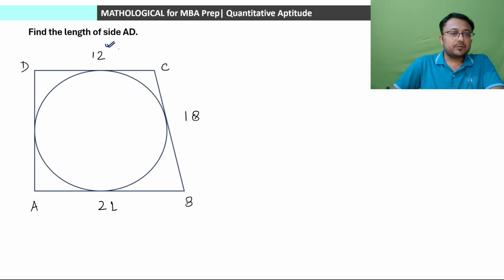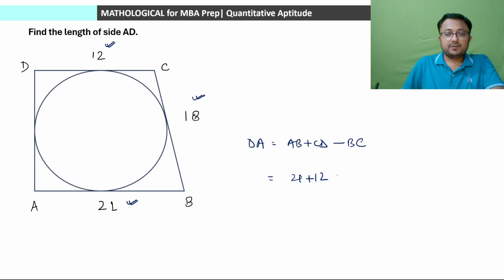So DC is equal to 12, AB is equal to 21, CB is 18, so DA will be equal to AB plus CD minus BC. So 21 plus 12 minus 18. This will be 33 minus 18 and hence 15. So answer will be 15. 15 will be the answer.